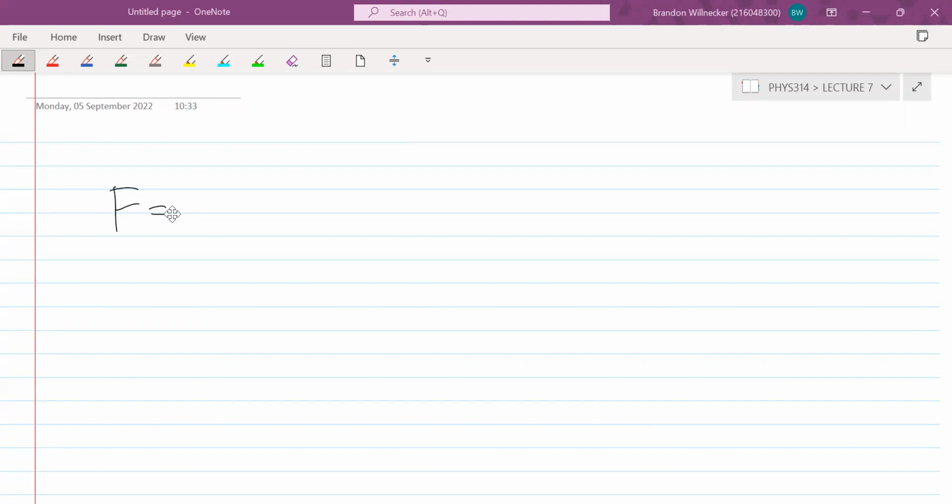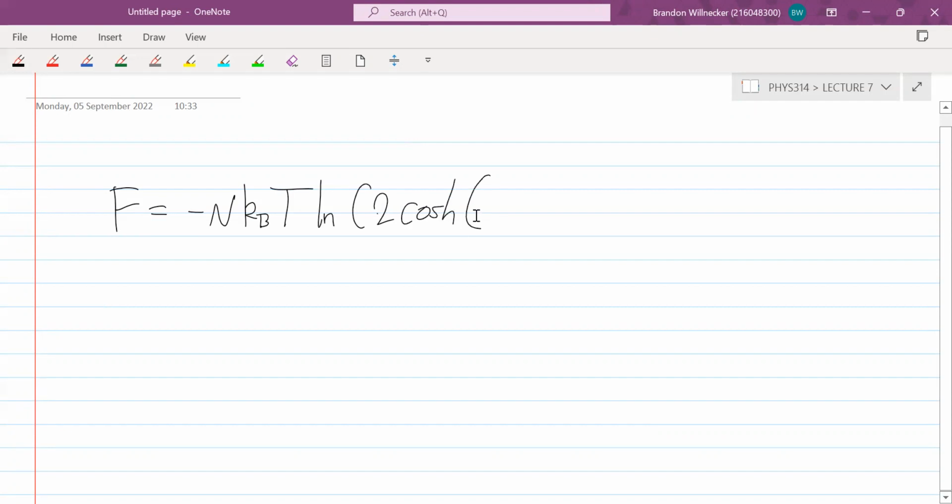Okay, anyway, the free energy is minus n kBT, the natural log of 2 hyperbolic cosine of epsilon over kBT. That epsilon is just a positive constant. So this is the free energy. What we want to do first is calculate the entropy. So we know how to do that. The entropy S is given by minus dF by dT.